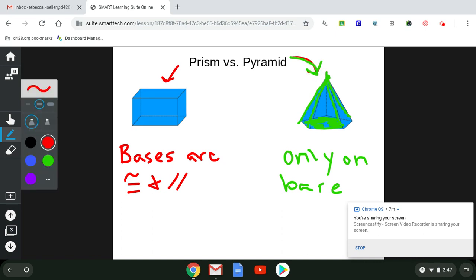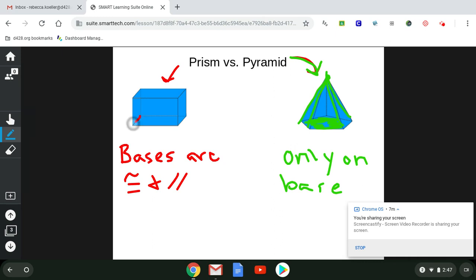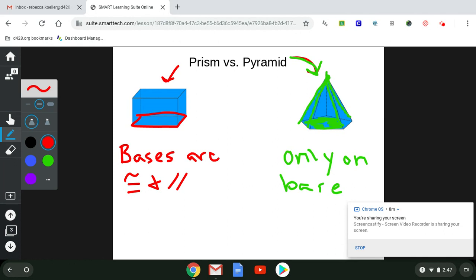When I try to identify if it's a prism, I look at the base, and the cool thing about this is that if you move the base up to the top, it's what's creating this 3D solid. So if you move the base straight up and it creates that rectangular prism, what we have here, it's going to be a prism because this base is congruent to this base, the top and the bottom, and they're parallel. So that's the difference between a prism and a pyramid.